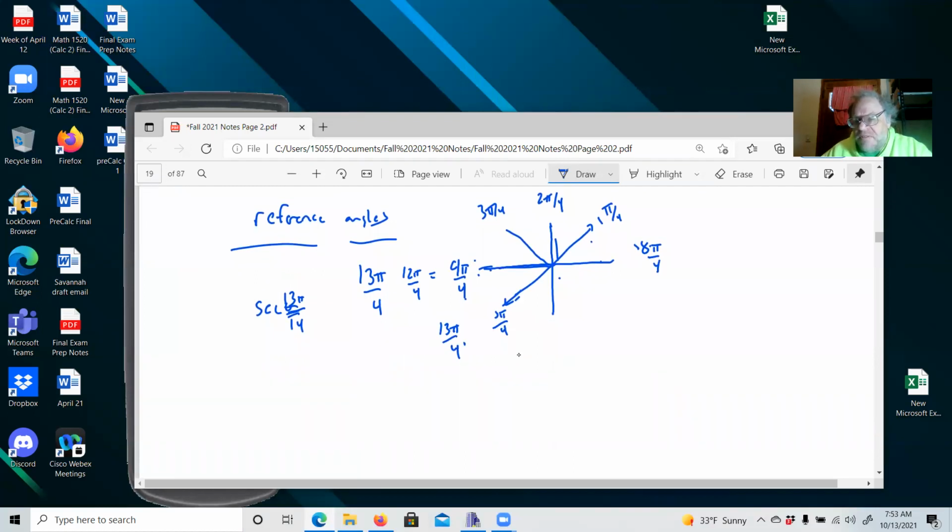We have 13 pi over 4 here. What do we want to know? The secant of 13 pi over 4. What's my reference angle? It's always back to the horizontal. So the reference angle here is pi over 4. What is the secant of pi over 4? Well, that's square root of 2. You have to use the exact values on the question. It specifies to use the exact values. If you give me 1.41423, I'm marking you wrong, because I want the exact value.